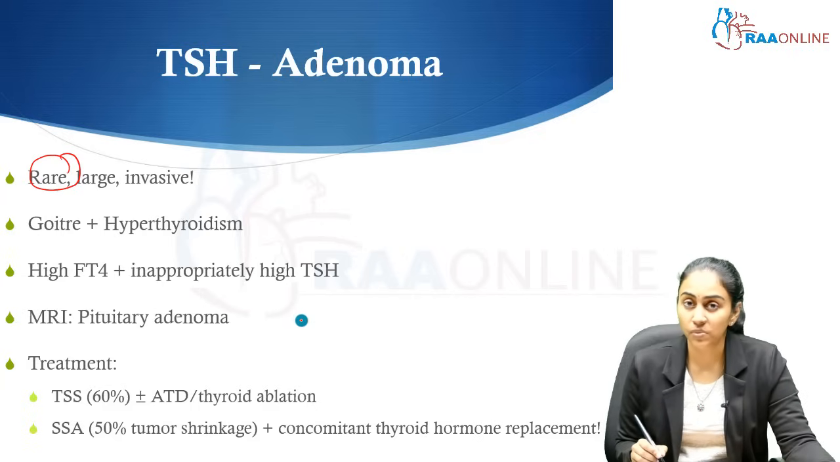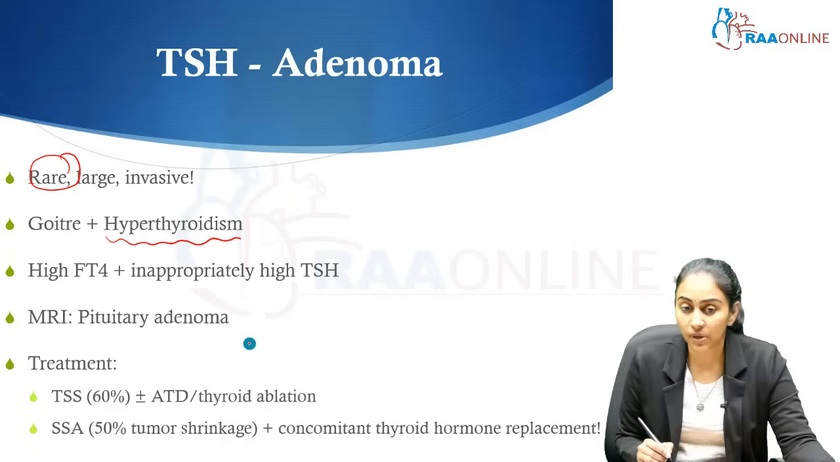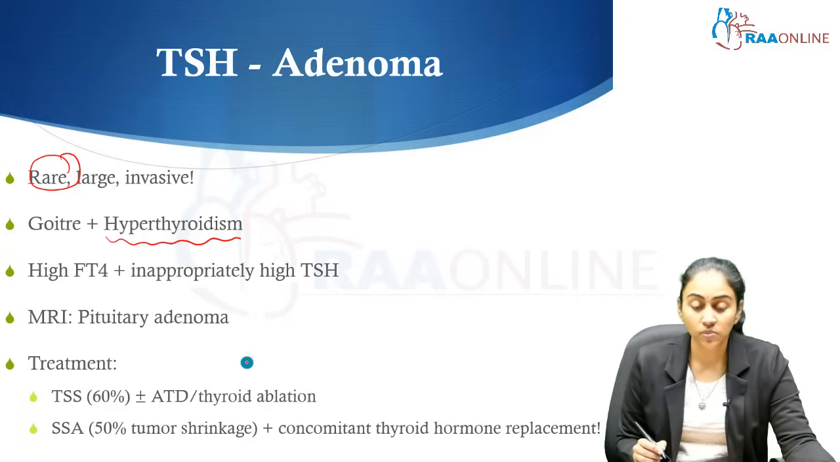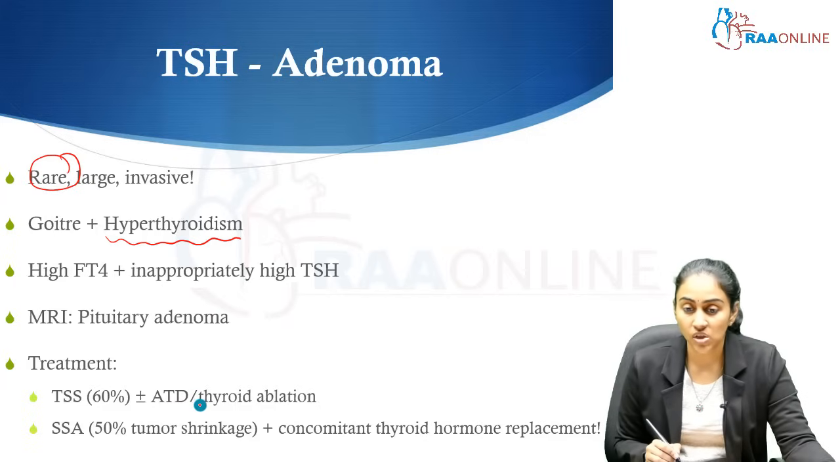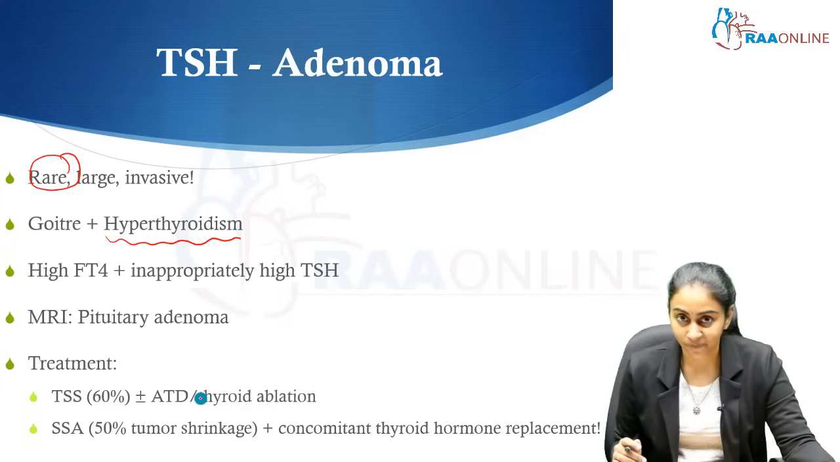Treatment again is going to be in the form of surgery. If the patient has significant features of hyperthyroidism, we are going to treat the hyperthyroid state with antithyroid drugs and thyroid ablation. Somatostatin analogs can be a good option in patients in whom surgery is not feasible. They offer up to 50% tumor shrinkage, and in addition, we will have to offer thyroid hormone replacement as well.